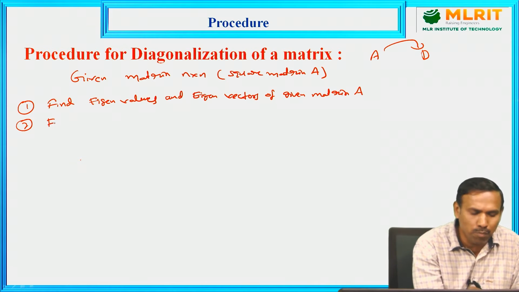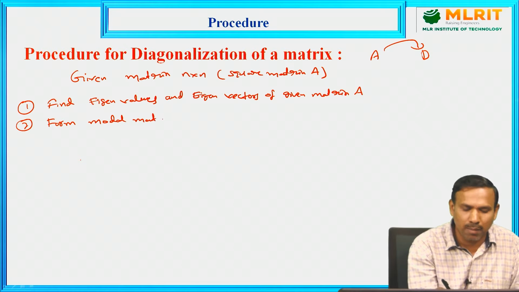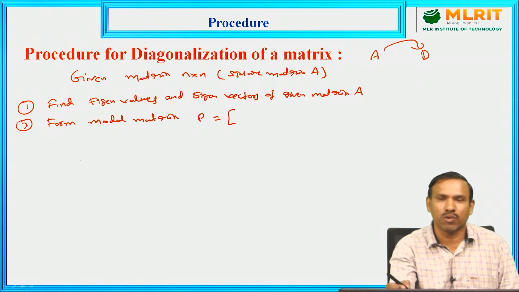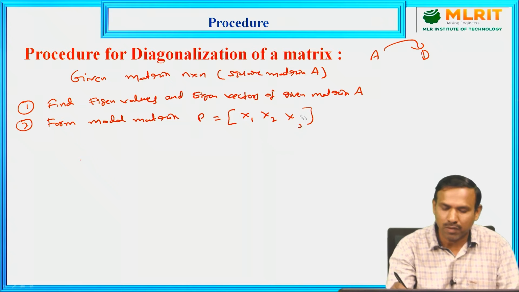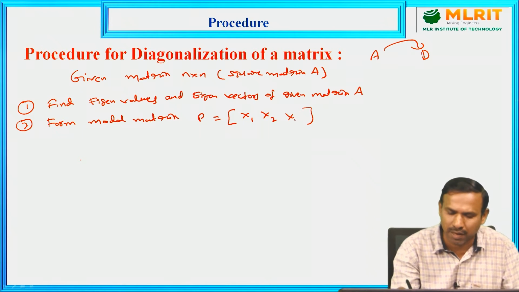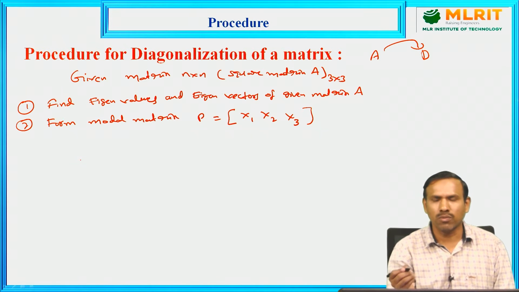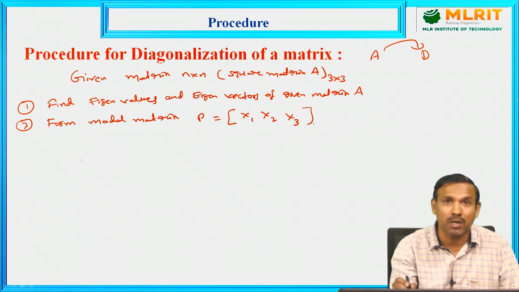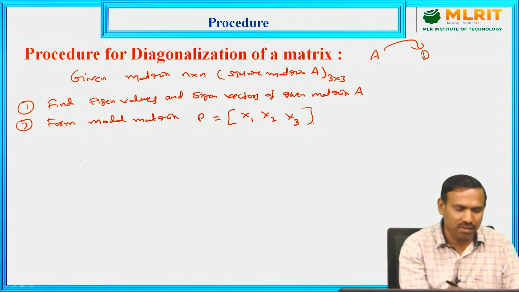Next, form the model matrix. What is the model matrix? Just now we discussed, that is P, which consists of the eigenvectors. Whatever eigenvectors you determined, write them in the matrix P: x1, x2, x3. Let us say I am explaining for a 3 by 3 matrix. The model matrix will consist of 3 eigenvectors, that too linearly independent eigenvectors. If dependent eigenvectors are there, we cannot diagonalize.